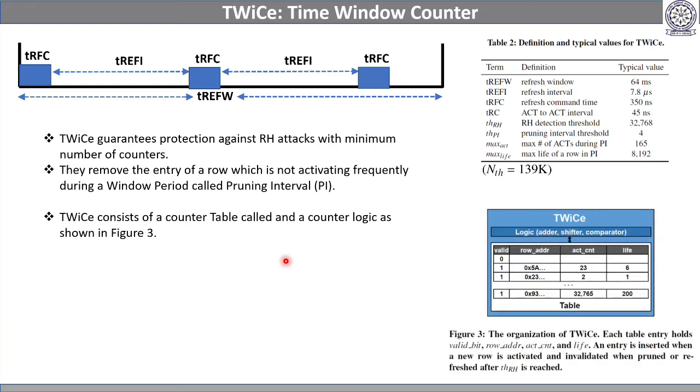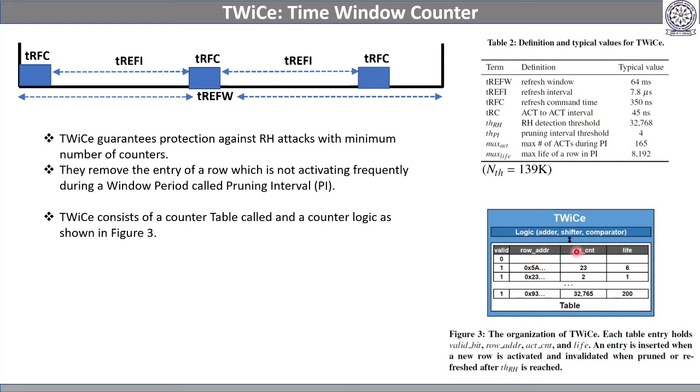This is the table, or you can say this is the complete logic of TWiCe. For this concept, some logic circuitry is also required: some adder, shifter, and comparator are needed to implement the concept of this paper. And with this they need this table, which is where they store the counters. Each entry, or row, in this table corresponds to a particular DRAM row. If the valid bit of any entry in this table is 0, that entry is empty. This is the row address, where they store the row address of the DRAM rows.